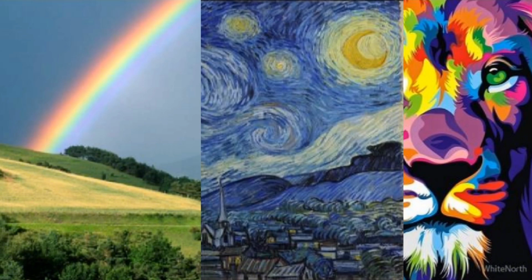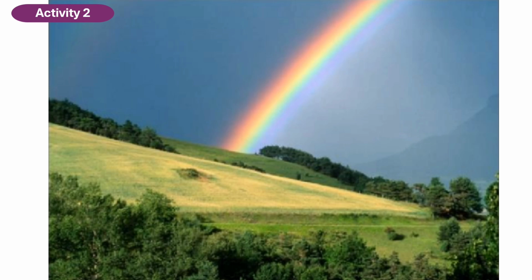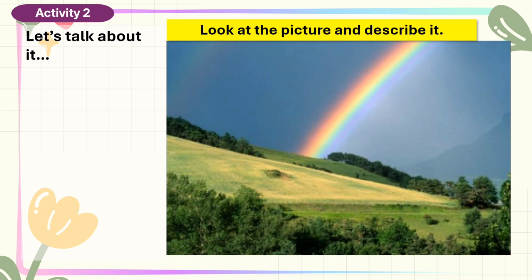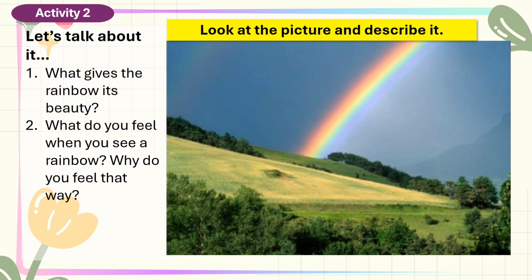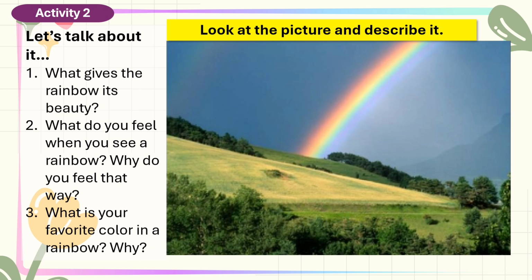Alright, let's proceed to our next activity. Look at this picture and describe it. What do you see? Do you see a peaceful landscape? Is the sky clear? Can you see the rainbow? Let's talk about it. What gives the rainbow its beauty? What do you feel when you see a rainbow? Why do you feel that way? What is your favorite color in a rainbow? Why?